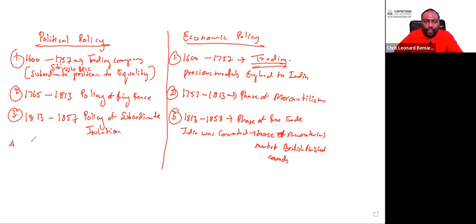And the fourth phase started from 1858 onwards till 1935. We have the political policy of subordinate union.